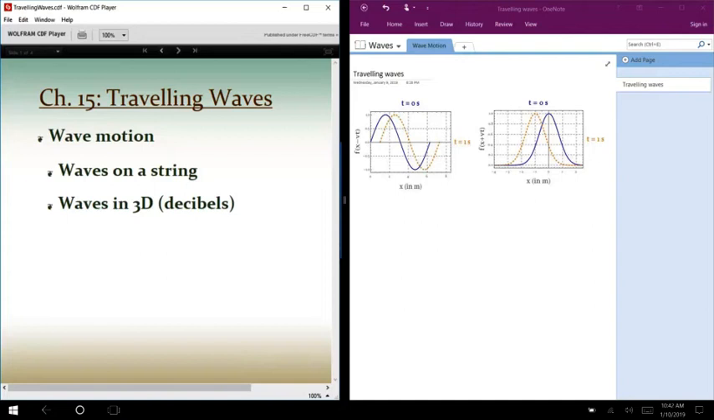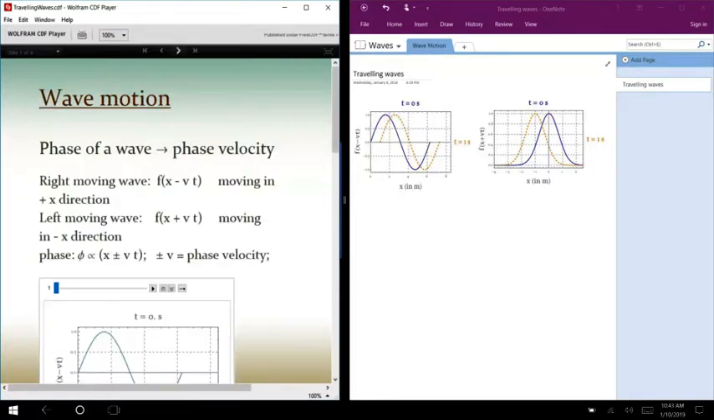Everyone. So in this video we will talk about traveling waves. We'll cover the topics of wave motion and then waves on a string and then three-dimensional waves where we will talk about decibels, a unit of intensity, etc. So let's start talking about wave motion. So what is wave motion?